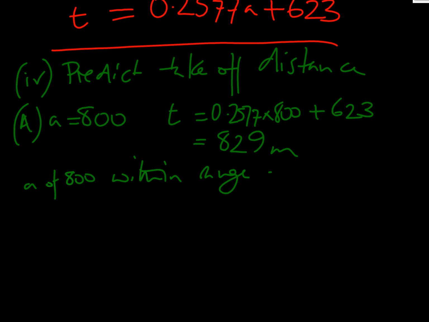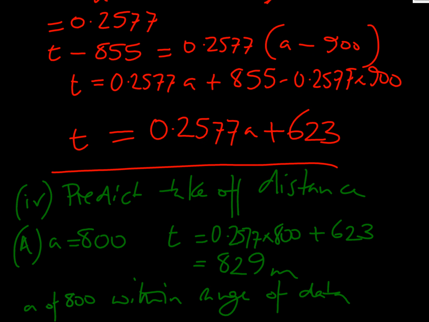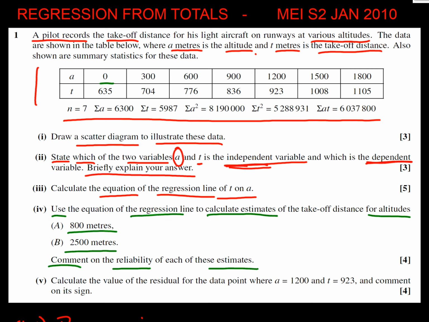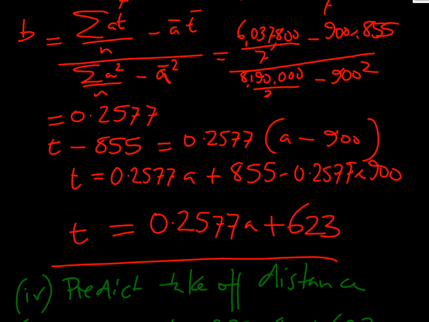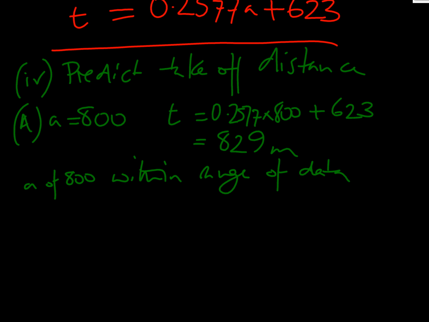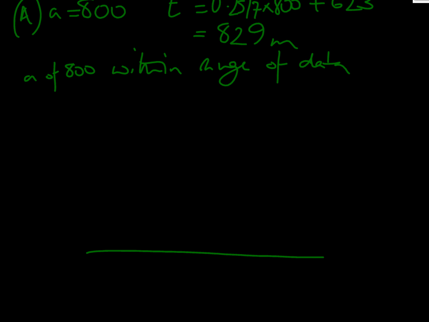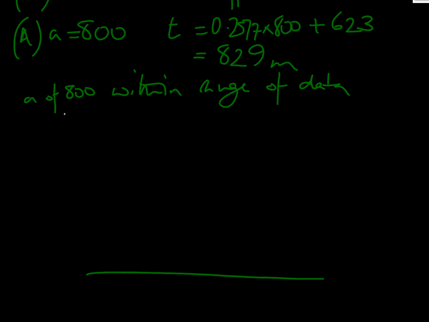Let's go back to the top just to convince ourselves of that. There it is. The data we've got is between 0 and 1800. Yeah. So it's within the range of our data, and therefore we would call that interpolation, and that is therefore, because we're within the range, safe and reliable.